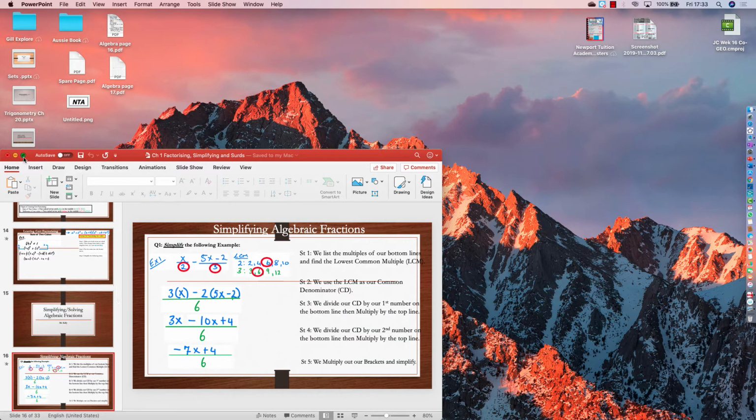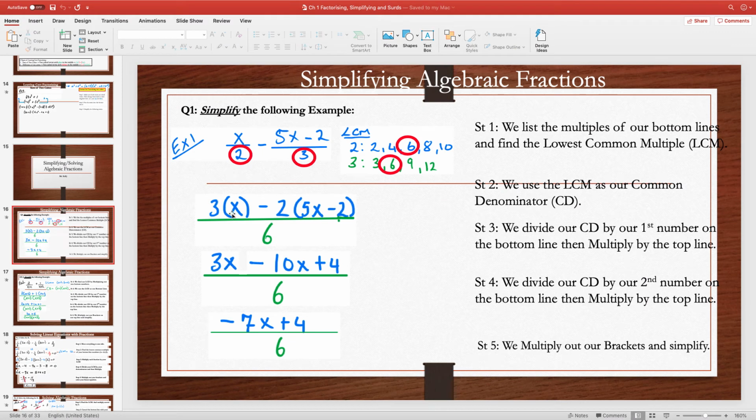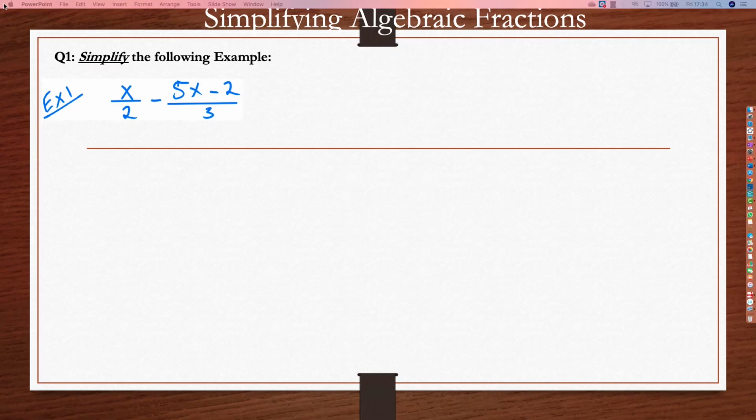Right. Simple as that. Let's jump in and do one of these. So, we have x over 2 minus (5x minus 2) over 3. I'll put it in short division on these ones. Off we go and create a single fraction.